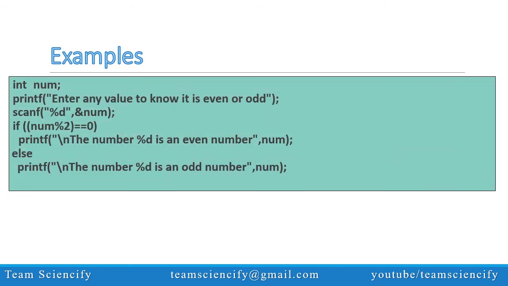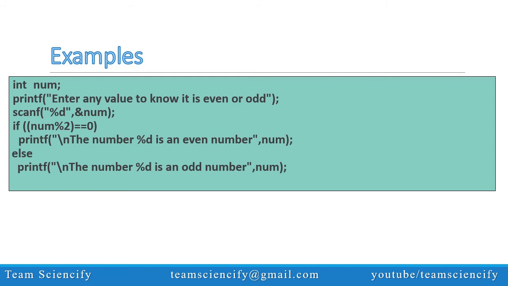Here, let's see some examples of the if-else statement. In the first example, we have initialized an integer type location with the name num. Then we have used the printf statement to ask the user to enter any value to know whether it is even or odd. Then we have used the arithmetic operator as expression 1 or test condition for the execution of the statement. If the test condition is true, then the statement block will be executed. That is, in the output, we will get the statement that the number is an even number. If the condition is false, the statement block will be skipped and the false block statement will be executed. That is, in the output, we will get the statement that the number is an odd number.